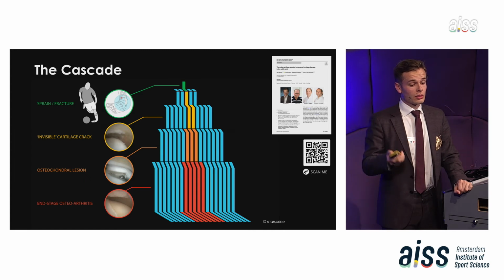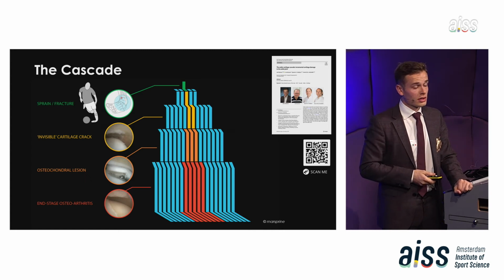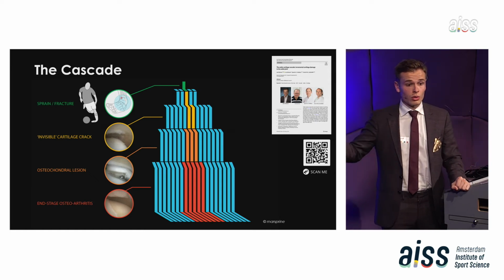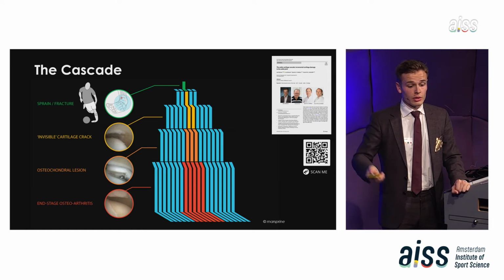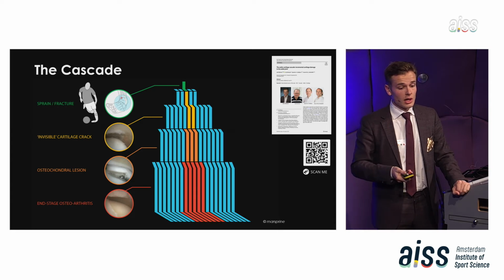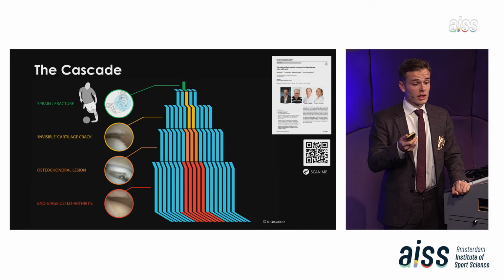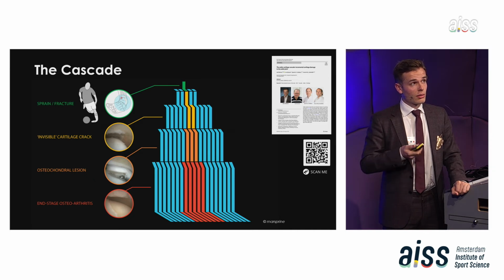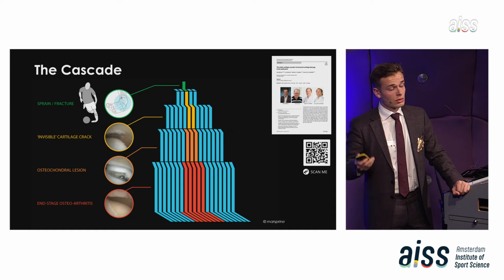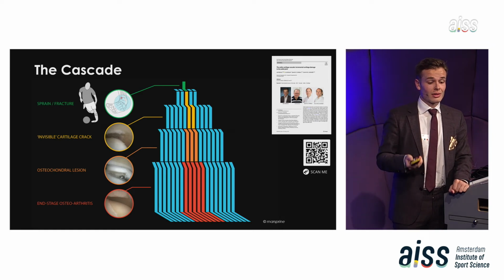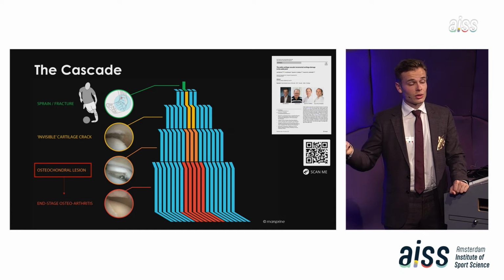And that brings us to the cascade, what Sjoerd was talking about in an earlier phase. What are we really talking about? Are we talking about the end-stage osteoarthritis all the way at the end of the cascade, or are we talking about only the cartilage cracks that we see, or that we don't see? For us as doctors, and we do a lot of research on this nowadays, we're trying to go up the cascade in order to prevent going down the cascade, and that is about osteochondral lesions.